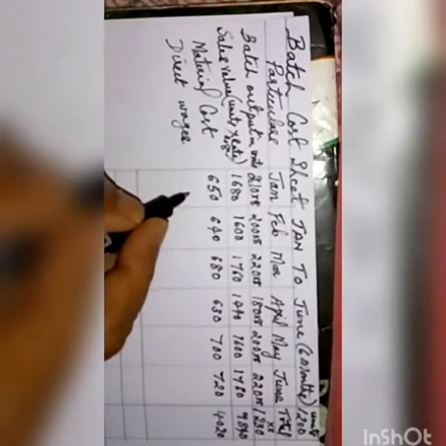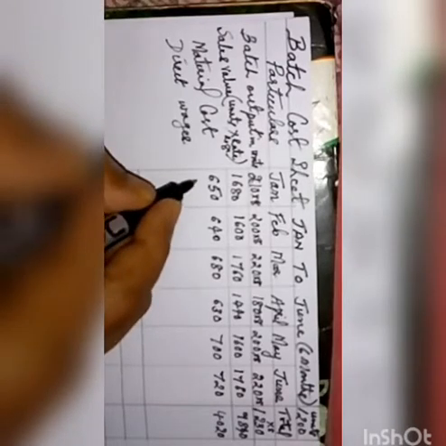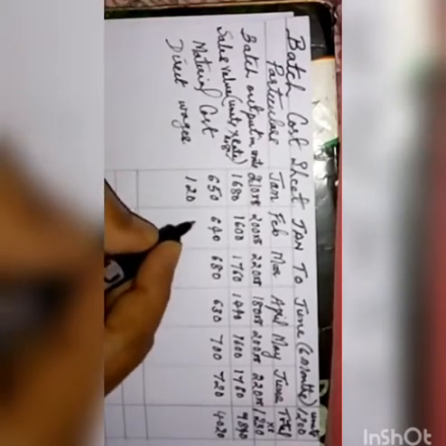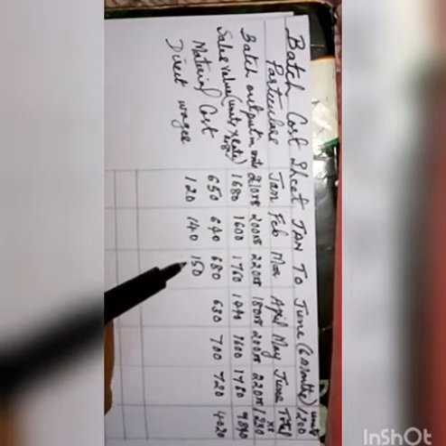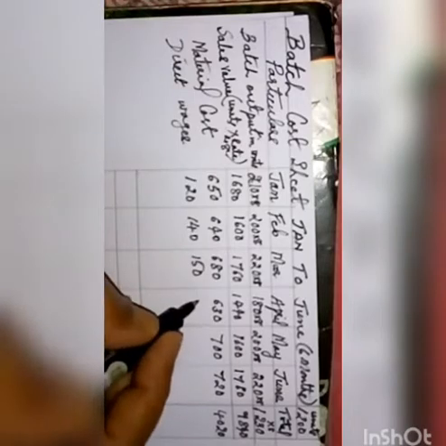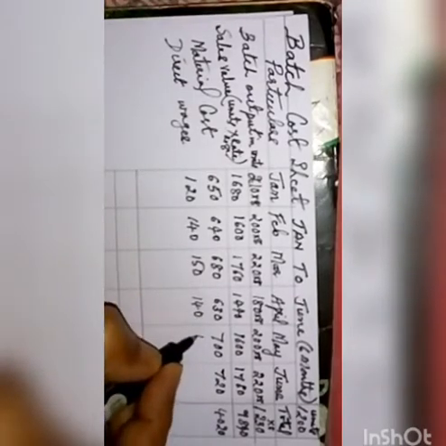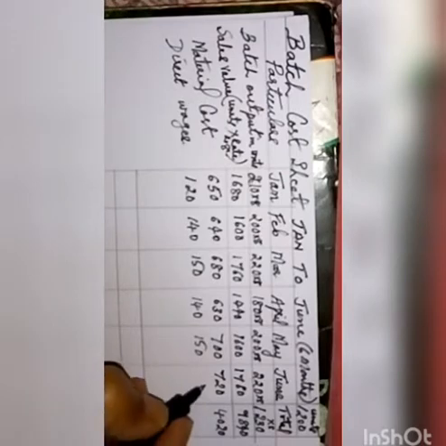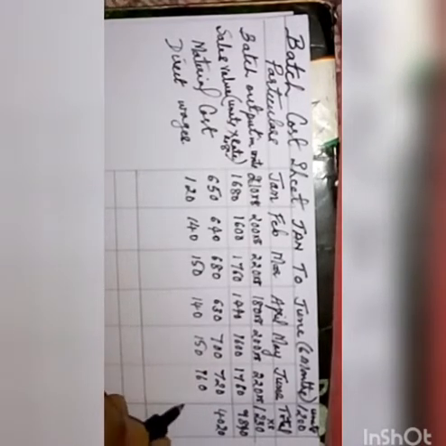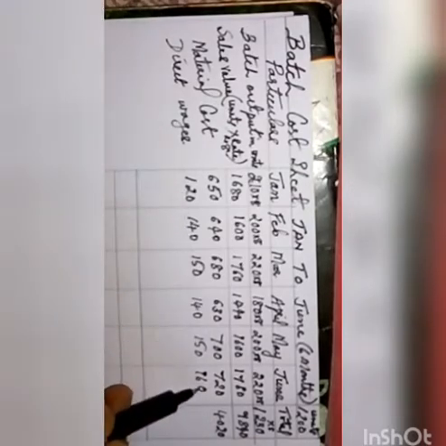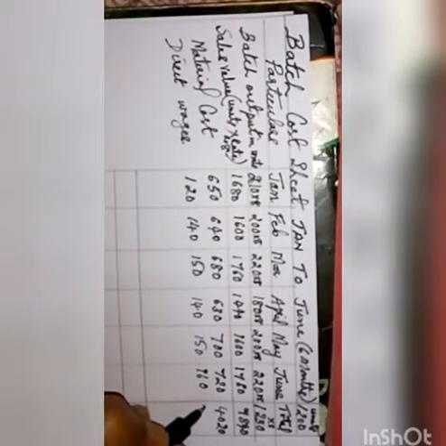Direct wages batch wise, for the first batch it is 120, 140, 150. This information of material cost and direct wages is given in the problem. So whatever is given, we are showing here. 140 for the next batch, 150 for the May batch, 160 for June. So the total direct wages of all these batches comes to rupees 860.